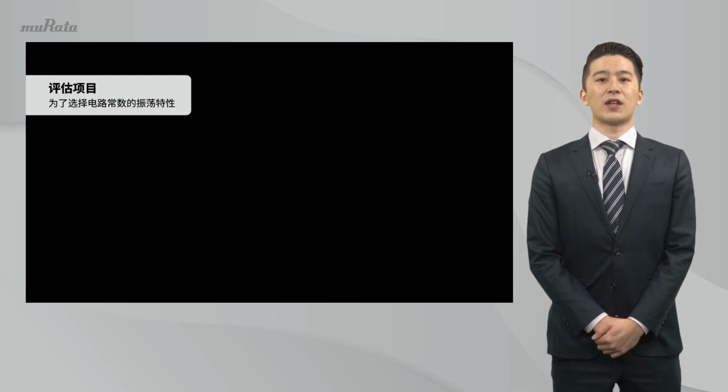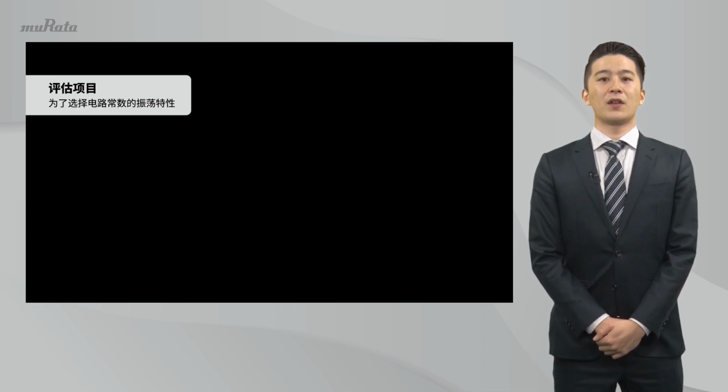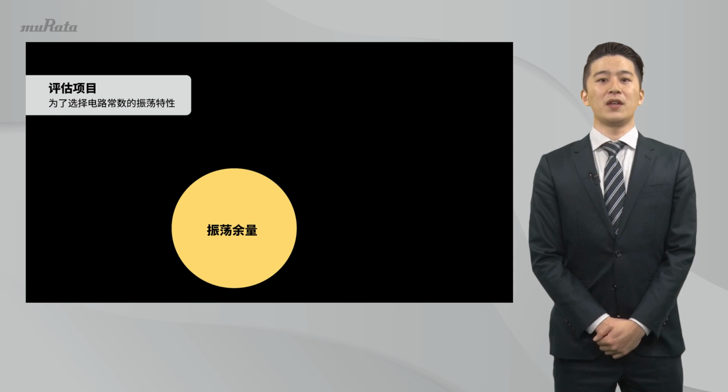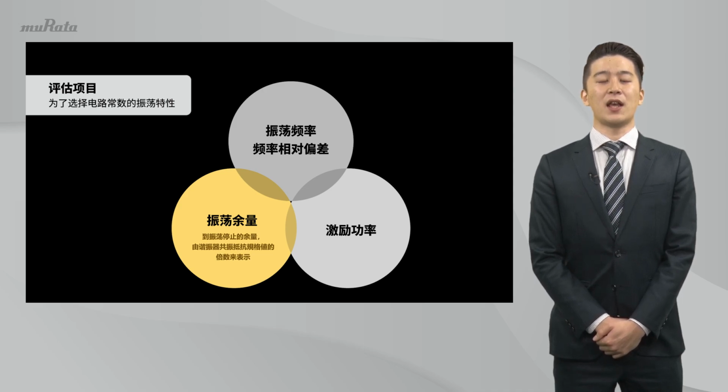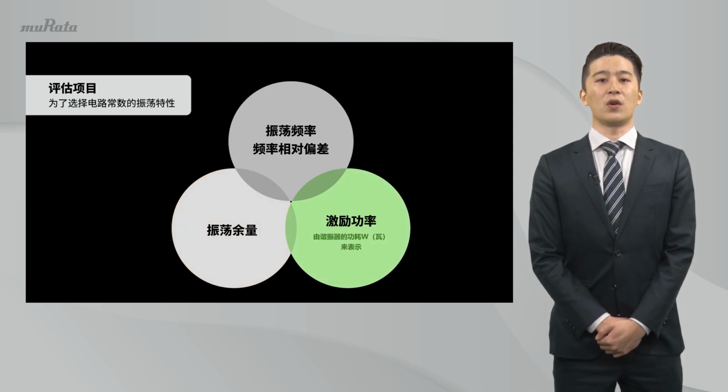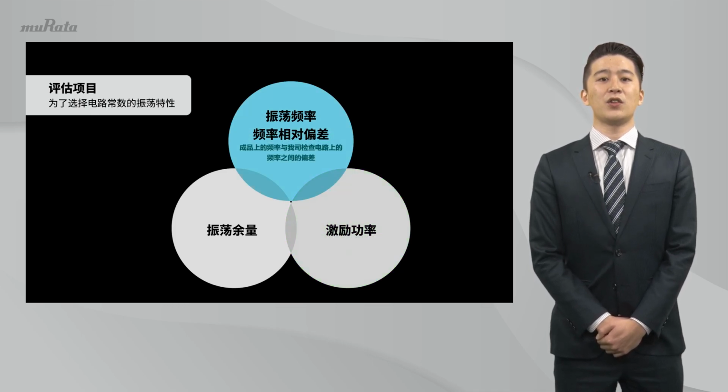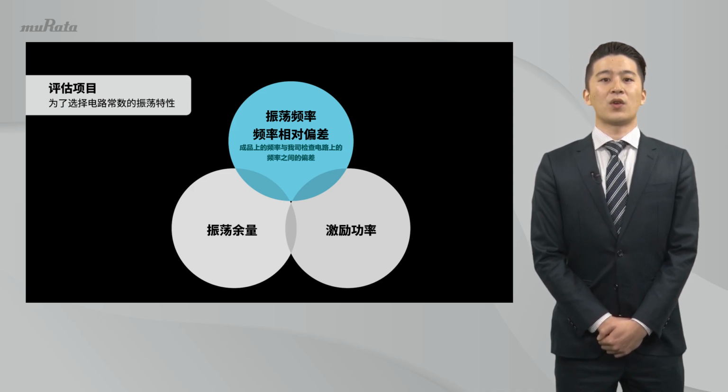To select the best circuit constants, we evaluate 3 oscillation parameters: the oscillation margin, drive level, and frequency correlation. The oscillation margin provides the limit at which oscillation stops. This margin is indicated by a ratio based on the equivalent series resistance, or ESR, specification of the crystal unit. Drive level indicates the power consumption of the crystal unit while oscillation is underway. Frequency correlation is the difference between the frequency measured from Murata's standard circuit and the user's circuit.